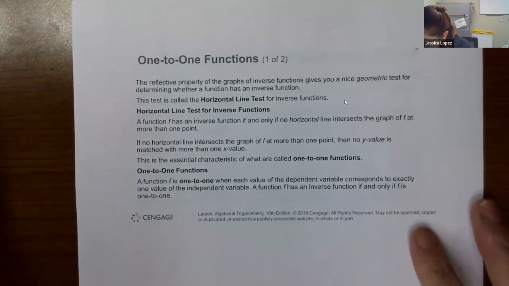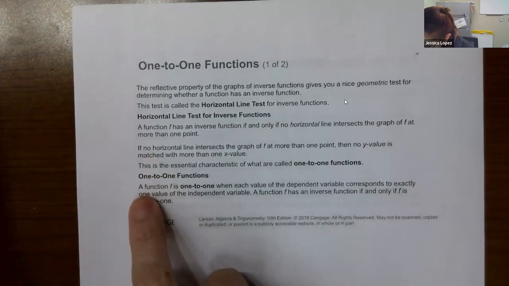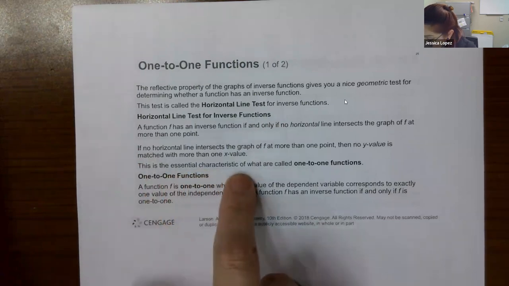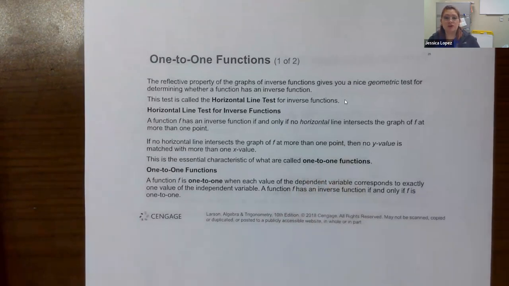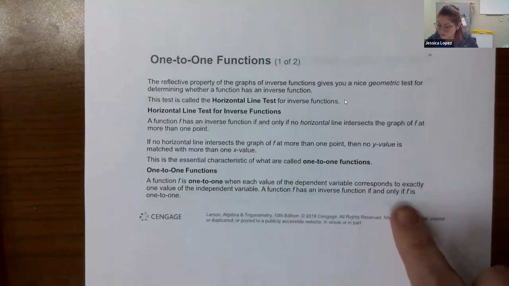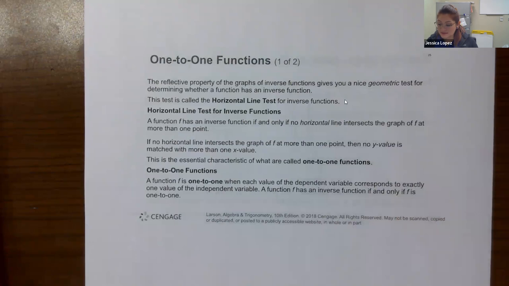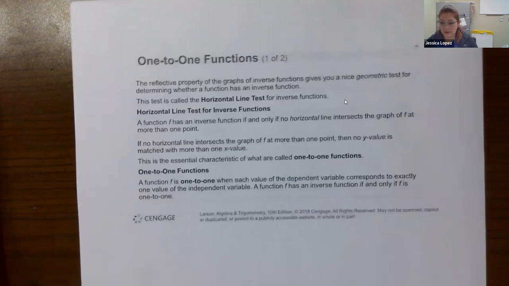So what else does it tell me? And it says this is the essential characteristic of what we call one-to-one functions. So it gets a name. If you can pass the vertical line test, you are a function. If you can pass the horizontal line test, then you are a one-to-one function, okay? And only one-to-one functions have inverses, okay? And that's essentially what this is telling you: when one x corresponds to one y, nobody else has that x and nobody else has that y, then that function will have an inverse, okay?